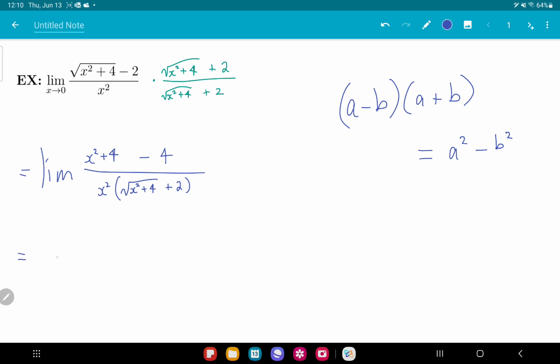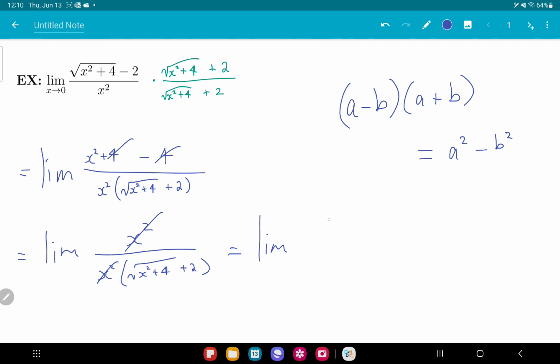And the magic happens upstairs. Oopsie daisy. So the 4's cancel, which is very nice. And something further is going to help us. We can cancel these x squareds. And you'll notice that our difficulty, our problem, our issue, our stumbling block has been removed.